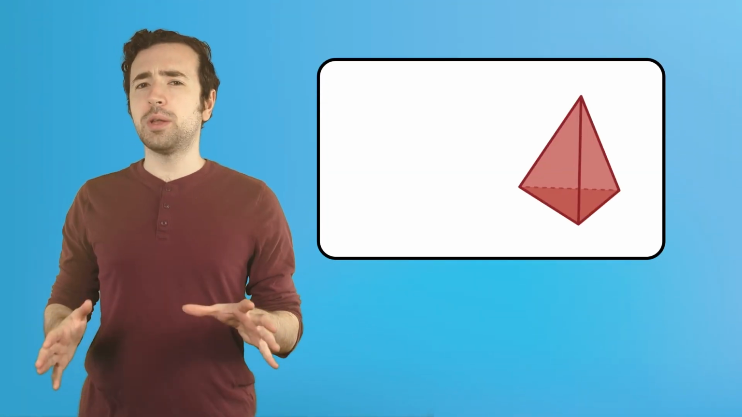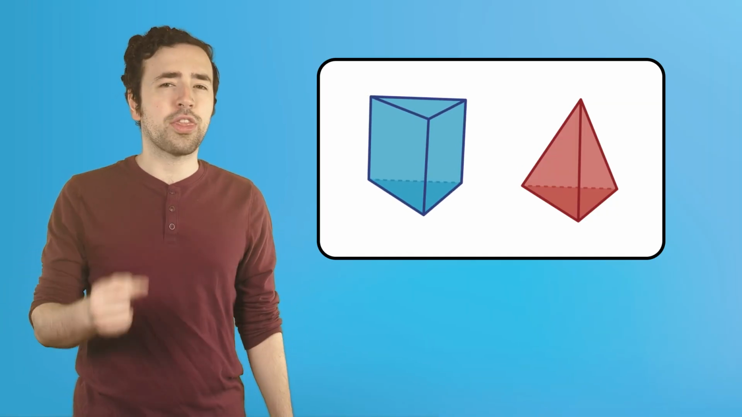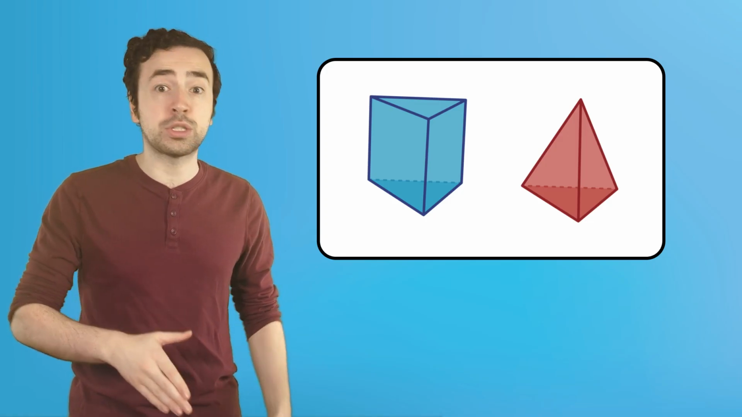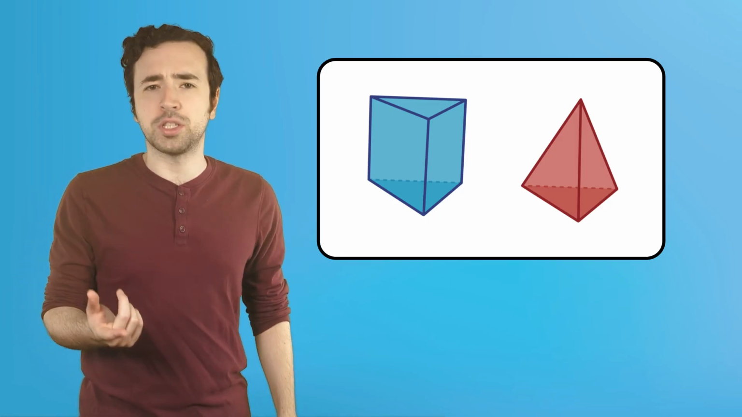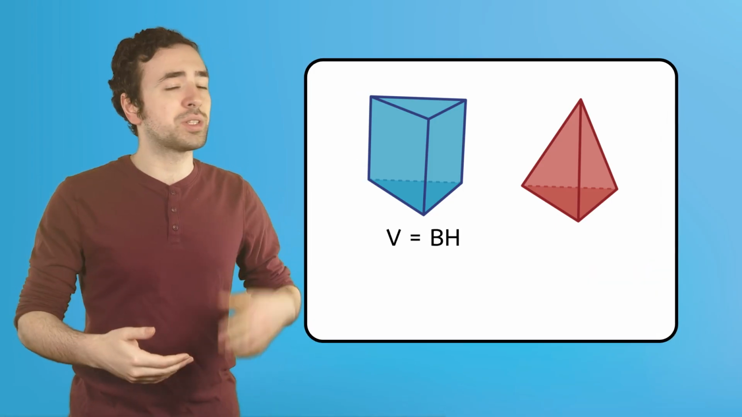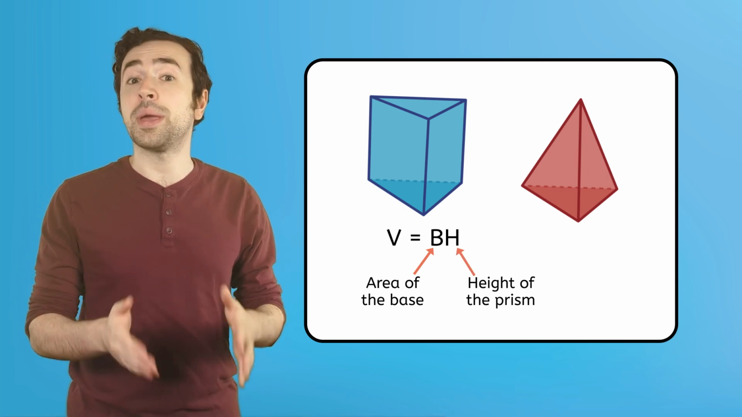So if a pyramid with the same base area and height as a prism has 1/3 of its volume, then that means we can use the same formula we used for the volume of prisms on pyramids, just with one small change. For prisms, we used the formula volume equals the area of the base, or big B, times the height of the prism, or big H.